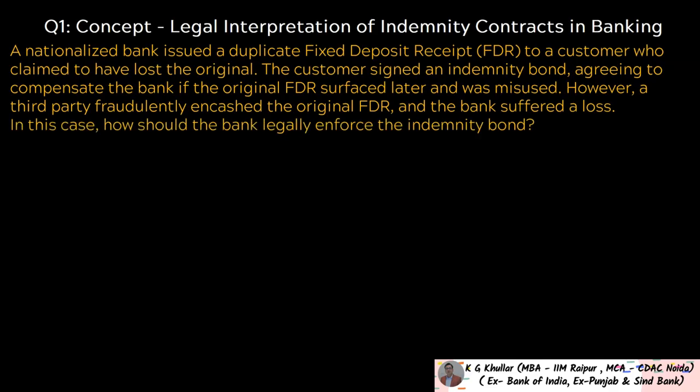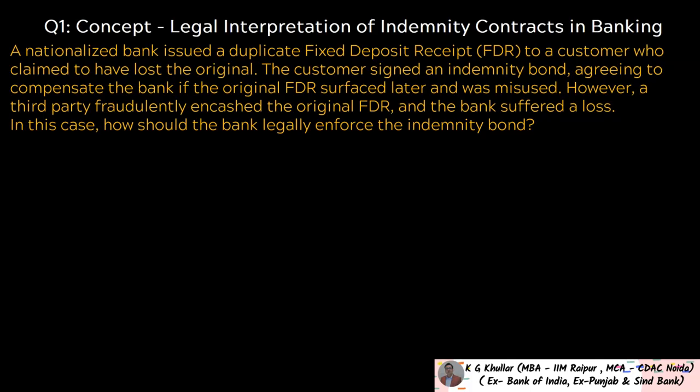And the question goes like this. A nationalized bank issued a duplicate fixed deposit receipt to a customer who claimed to have lost the original. The customer signed an indemnity bond agreeing to compensate the bank if the original FDR surfaced later and was misused. However, a third party fraudulently encashed the original FDR and the bank suffered a loss. In this case, how should the bank legally enforce the indemnity bond?